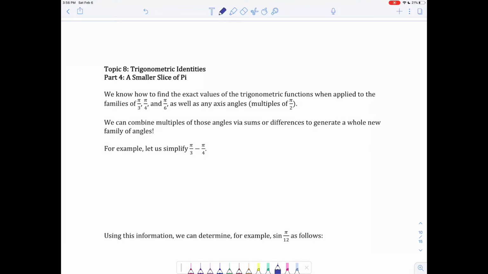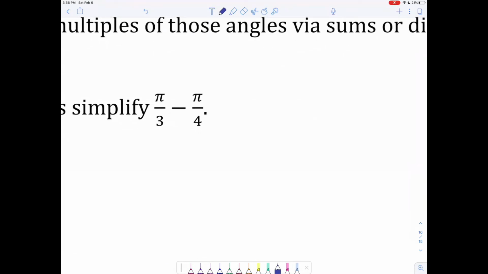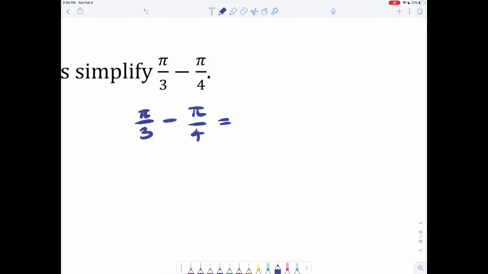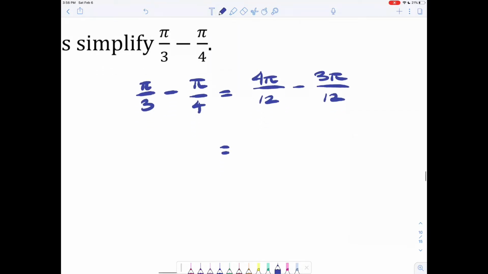But let's check something out. Let's simplify pi over 3 minus pi over 4. We're going to use our subtraction skills. Of course, in order to do this, we'll have to make sure that there is a common denominator, which for 3 and 4 would probably be 12. So pi over 3 I'll write as 4 pi over 12. Pi over 4 is 3 pi over 12. Therefore, pi over 3 minus pi over 4 is pi over 12.